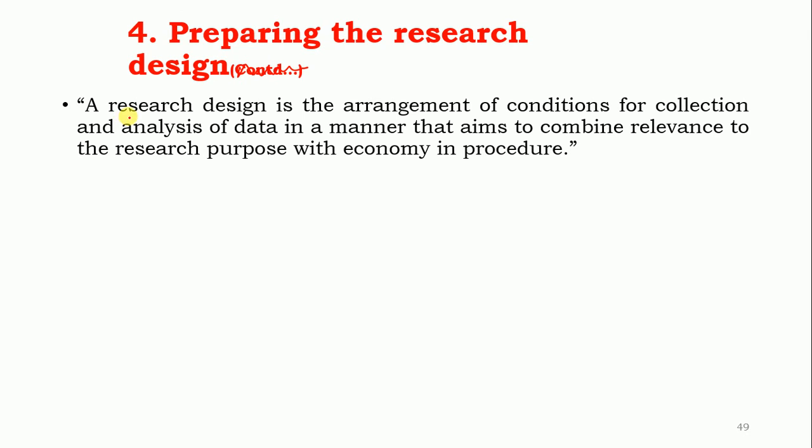Okay, now what is a research design? A research design is the arrangement of conditions for collection and analysis of data in a manner that aims to combine relevance to the research purpose with economy in procedure. Now there are very important words in this definition of research design. A research design is the arrangement of conditions. What does arrangement of conditions mean? It means what experimental setup is required, what components are required, what tools are required, what laboratory is required. That is what is called the arrangement of conditions for collecting and analyzing the data.